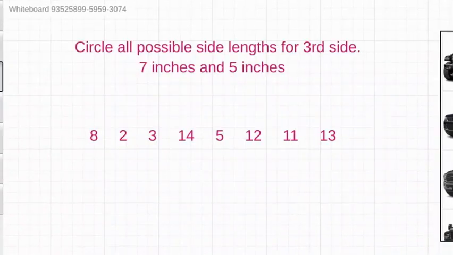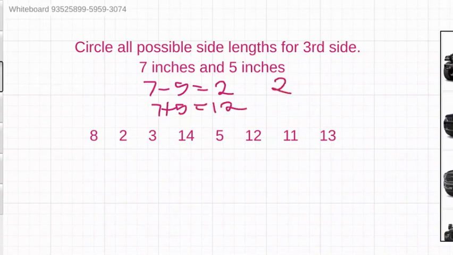Alright, circle all possible side lengths for the third side of a triangle with 7 inches and 5 inches for the other two side lengths. So we know we have to make our range again. 7 minus 5 is 2, and 7 plus 5 is 12. So our third side length is anywhere between 2 and 12. Now we just need to see if these values fit. Does 8 fit in between 12 and 2? It does, so we're going to circle 8. Does 2 fit? It does not. It is 2, so it can't be in the middle, so we'll leave that.